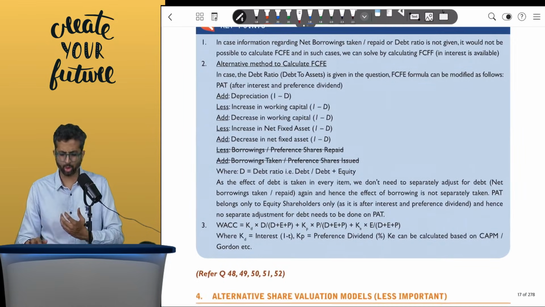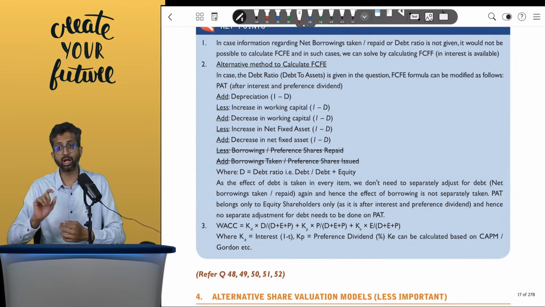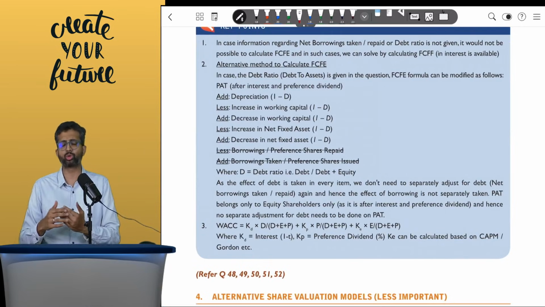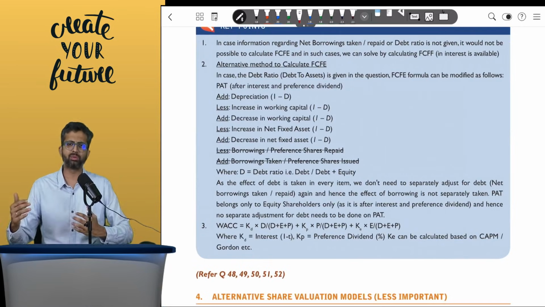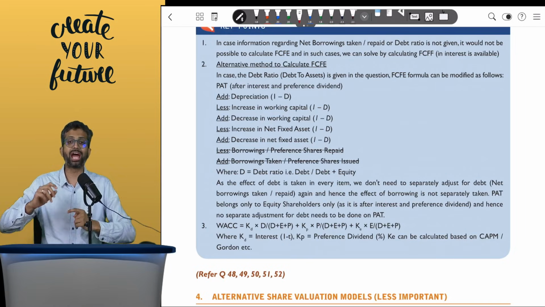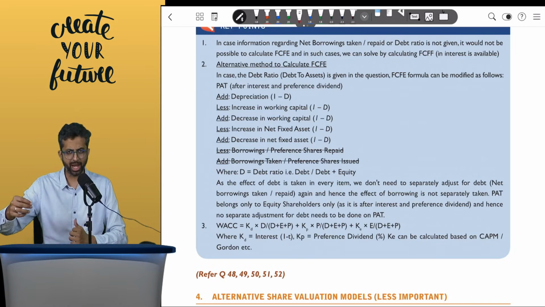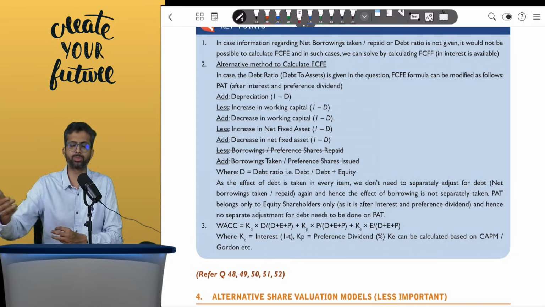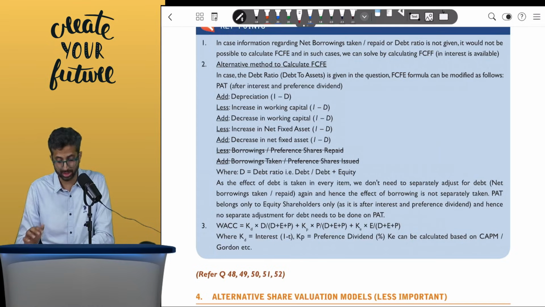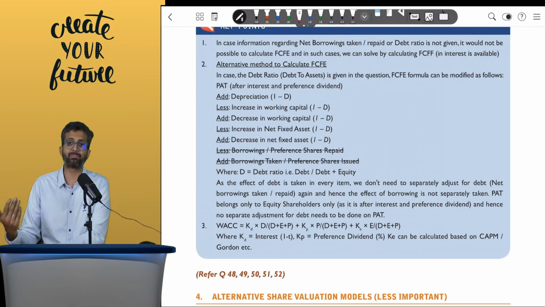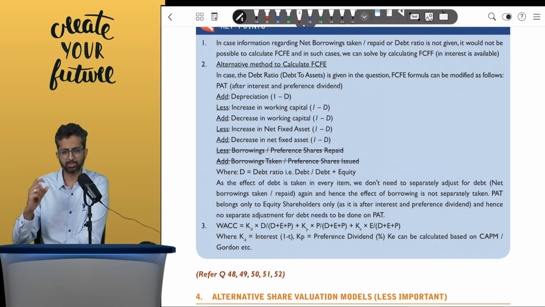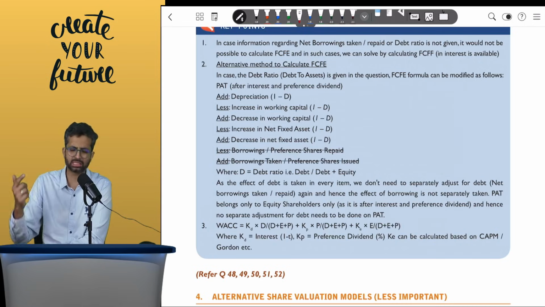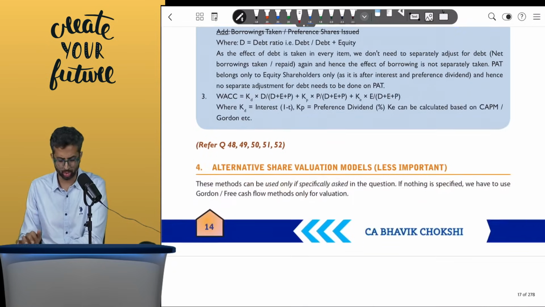Okay, sometimes an alternative method can be used in case a debt ratio is given. In case a debt ratio is given, that is debt upon debt plus equity, then you can directly find the FCFE by taking the PAT plus depreciation into 1 minus D, minus fixed capital investment into 1 minus D, minus working capital investment into 1 minus D, and you don't need to separately adjust for the debt taken or debt repayment. The 1 minus D, D as in the debt ratio, will take that into consideration.